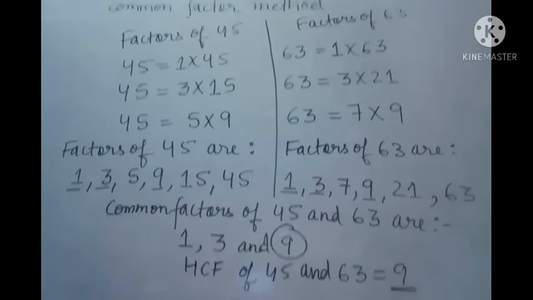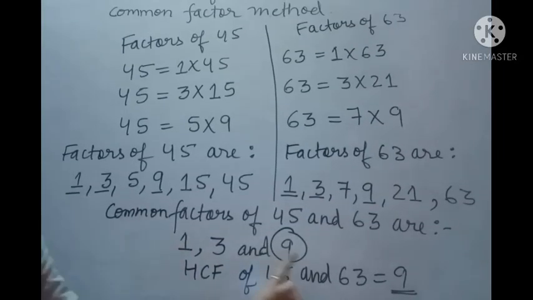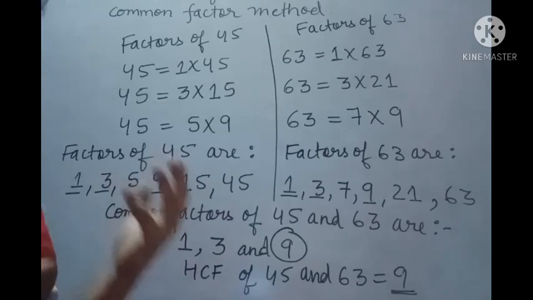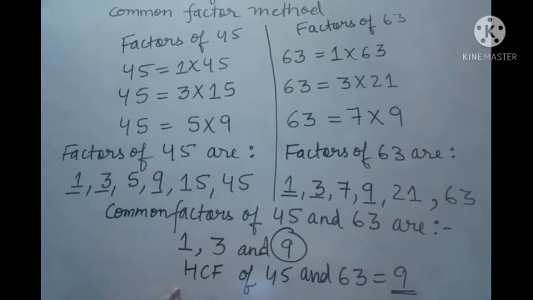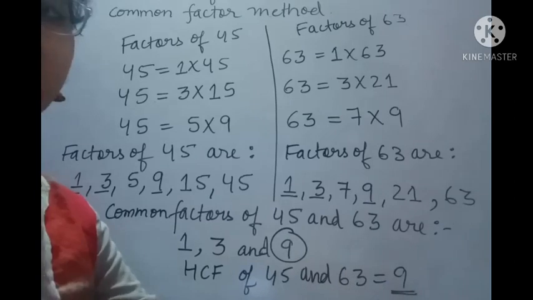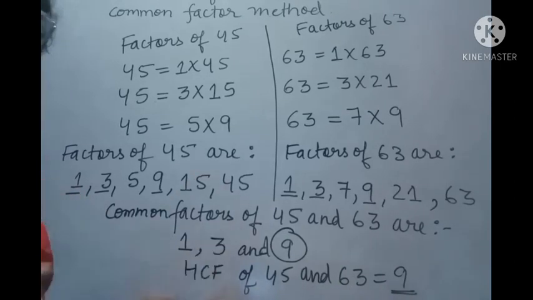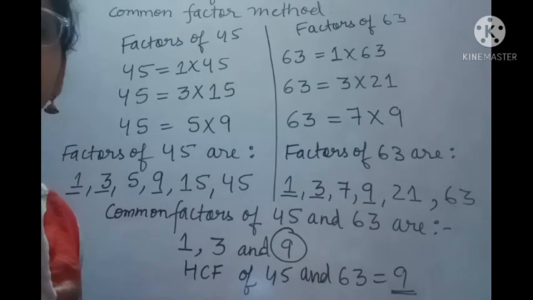When I got the common factors, I saw that out of 1, 3 and 9, which is the greatest common factor? The greatest number is 9. So therefore the HCF of 45 and 63 is 9. Is it clear? So this is your common factor method.